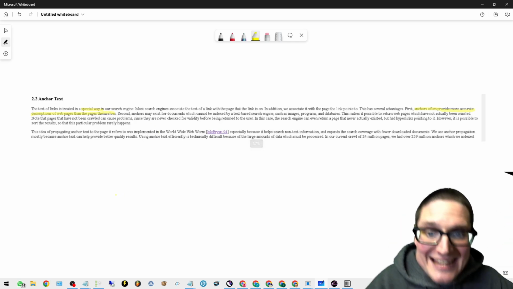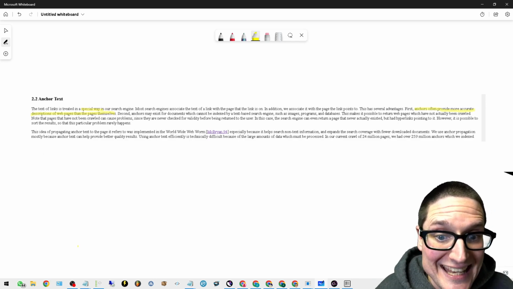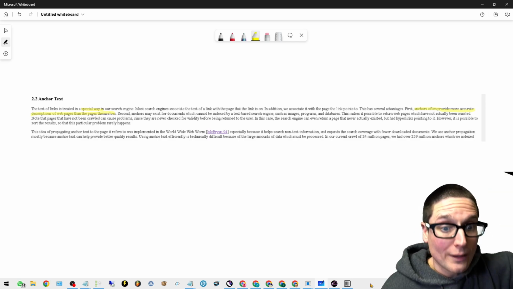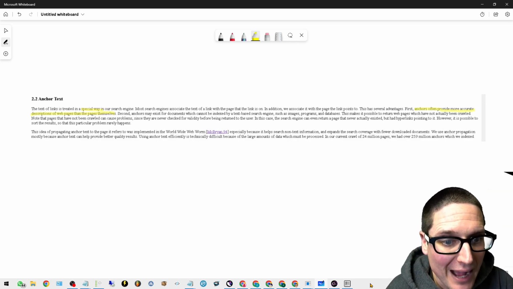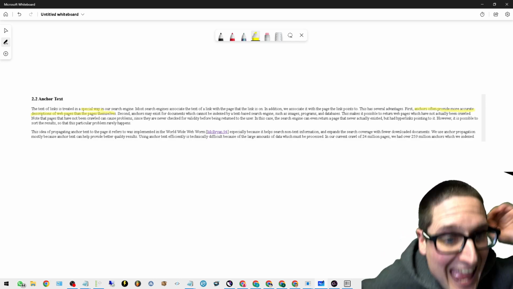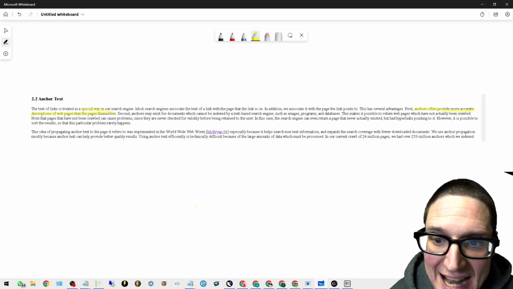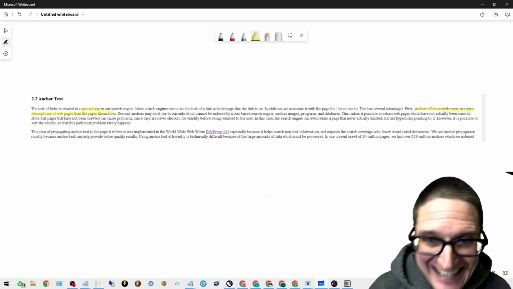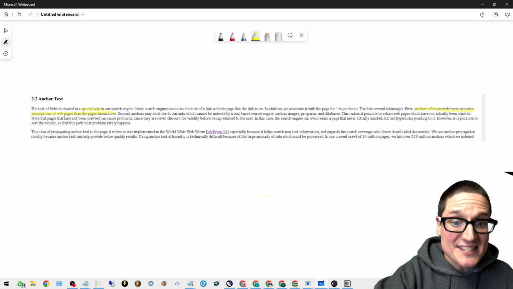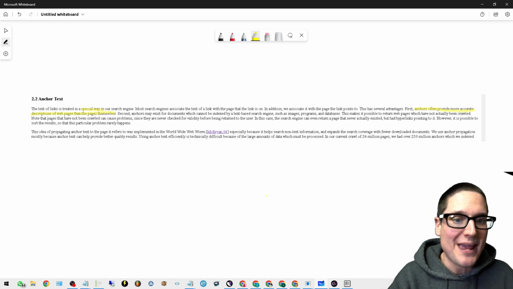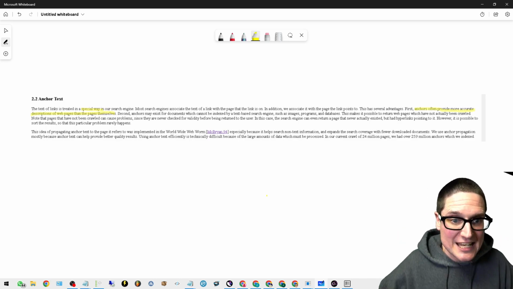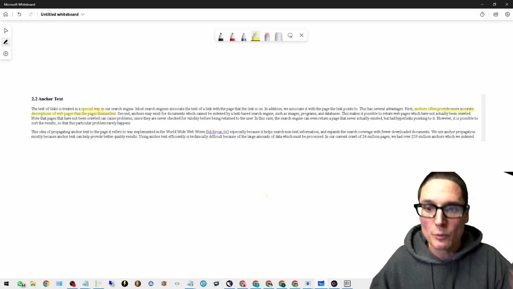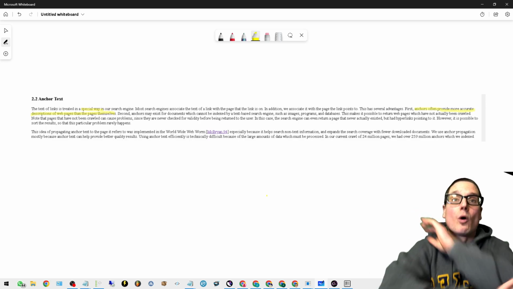"Second, anchors may exist for documents which cannot be indexed by text-based search engines, such as images, programs, and databases. This makes it possible to return web pages which have not actually been crawled. Pages that have not been crawled can cause problems since they are never checked for validity before being returned to the user. In this case, the search engine can even return a page that never actually existed but had hyperlinks pointing to it. However, it is possible to sort the results so that this particular problem rarely happens."